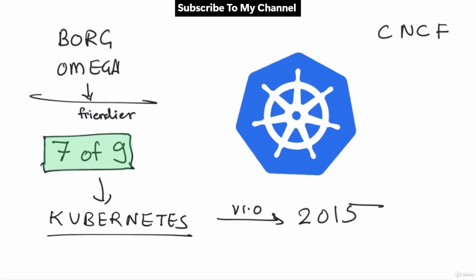And CNCF is the one who also drives the decisions and the certification in the world of Kubernetes. And yes, the 7 spokes that you see in the Kubernetes logo came from the project Seven of Nine.